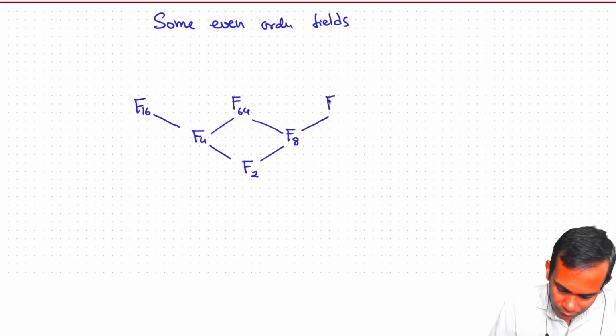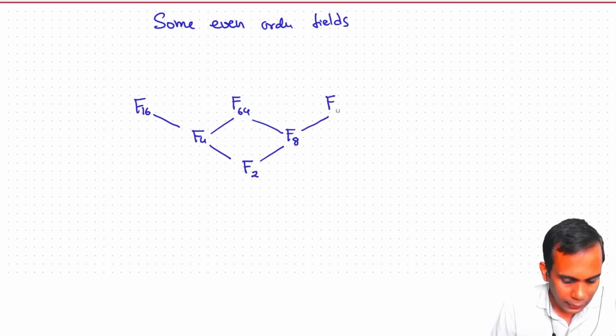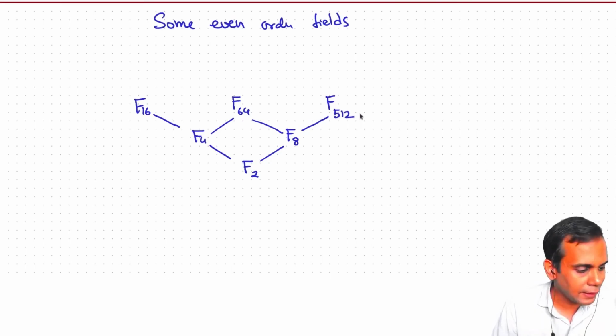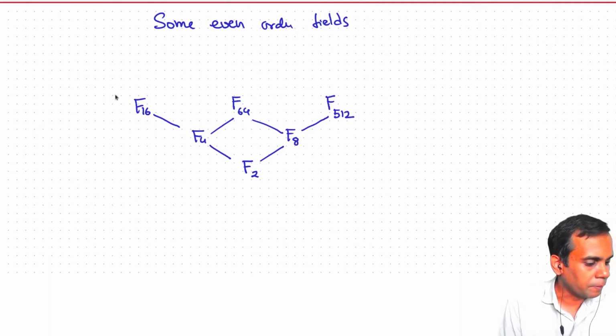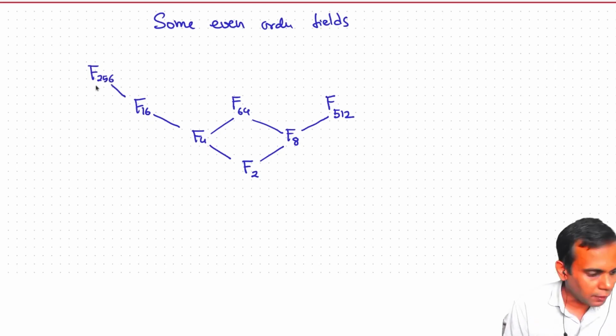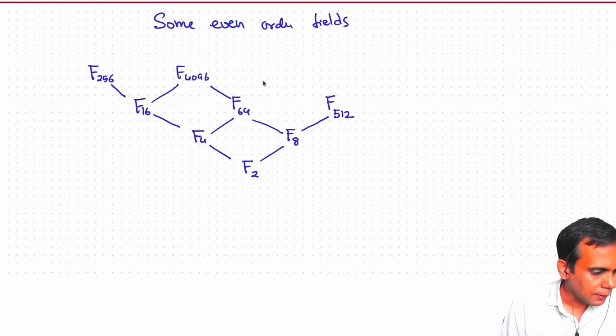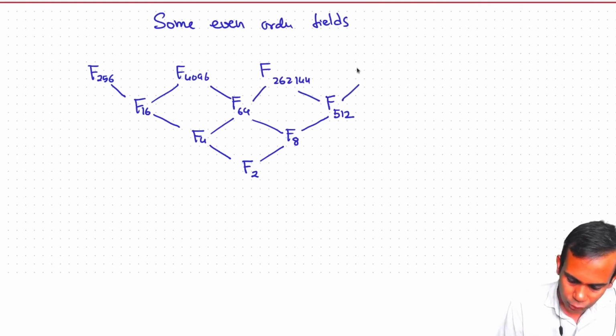Going in this direction, we have F512, which is 2 to the power 9, and 2 to the power 9 is 512. And you can extend this diagram a bit more. F16 contains F256, so this is 2 to the power 1, this is 2 to the power 2, this is 2 to the power 4, and this is 2 to the power 8. And you can put here F4096, and here there's a rather large field, F262144, and some huge field over here.